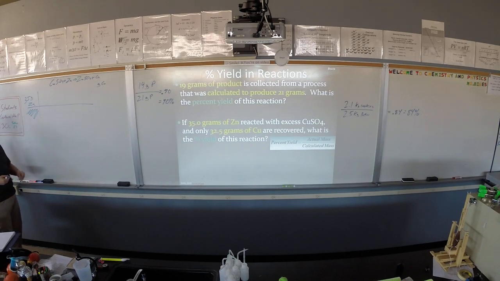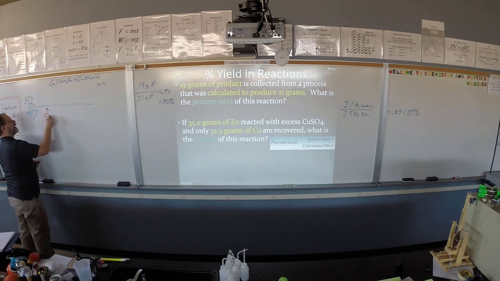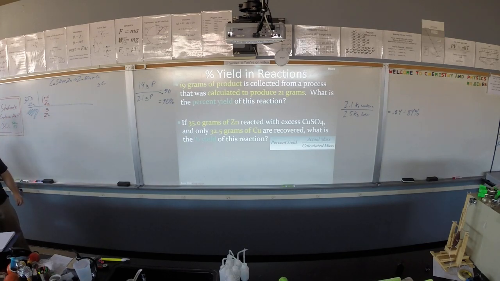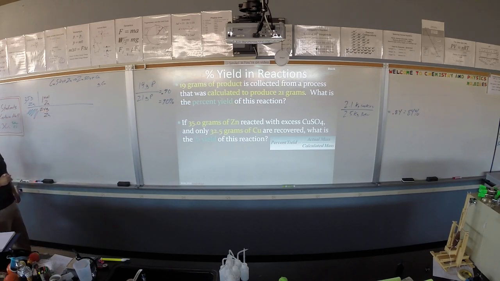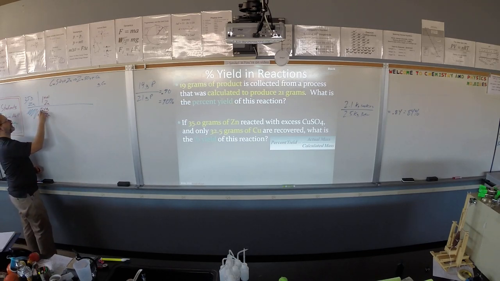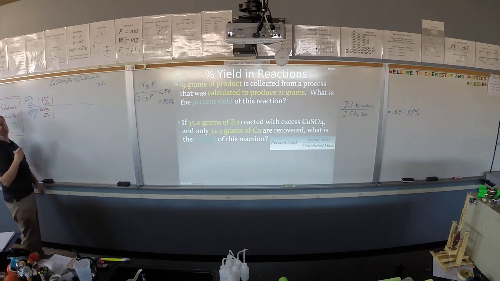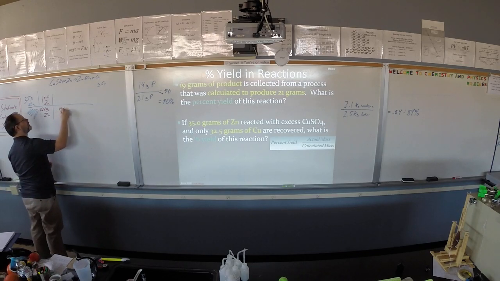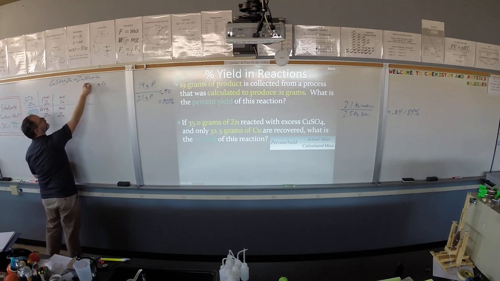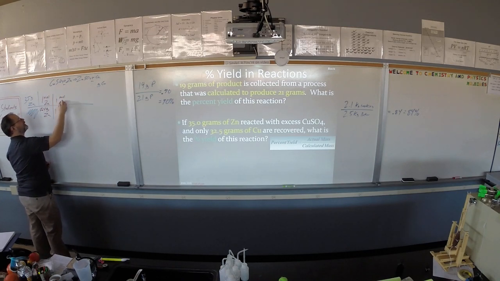What's my next move here? Bring down grams of zinc, and I'm going to convert to moles. 1 mole of zinc is how many grams of zinc? 65.4? All right, if you say so. So 1 mole of zinc is 65.4 grams of zinc. Now that I have my moles of zinc, what can I do? Use my mole ratio. So I'm going to convert moles of zinc to moles of copper, and it turns out to be a 1-to-1 ratio.